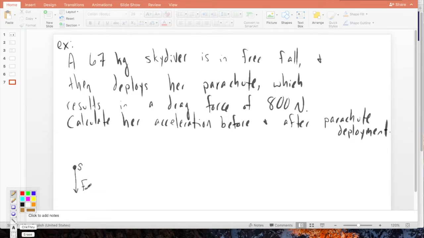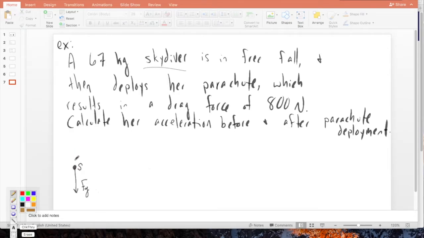I'm going to call that F of G. And yeah, you could label it force of gravity felt by the skydiver, dealt by the earth. You can do that if you want to, but I'm not asking about any third law pairs or anything like that. So to save time, I'm actually going to not worry about that.